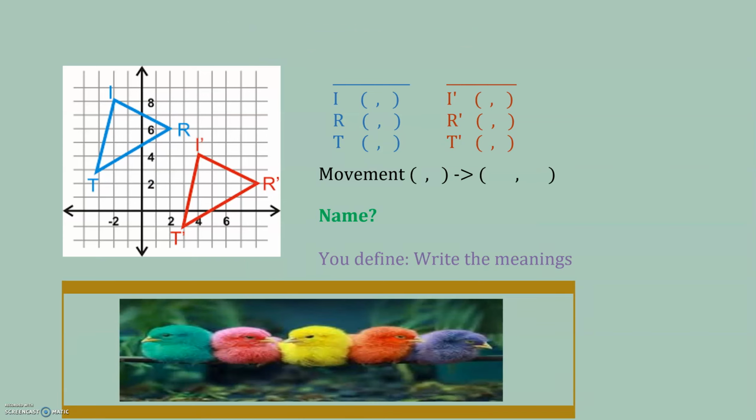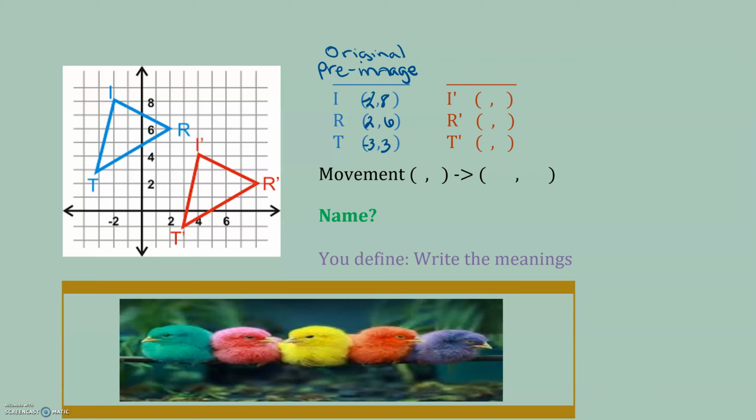Well, the first thing I notice is that I and R and T are at pretty points, and I'm going to go ahead and give them their addresses. So I is at -2, and the Y value for that is 8. R is at +2 with the Y value at 6. And T is at -3 and 3. This blue image is what we call the pre-image. It's our pre-image. We also call this the original. So our pre-image is also the original.